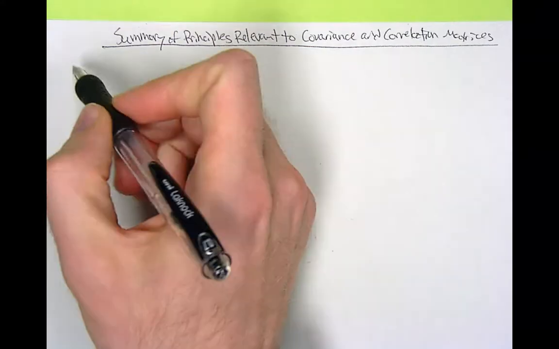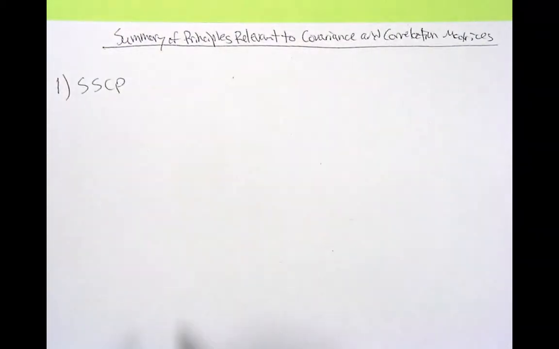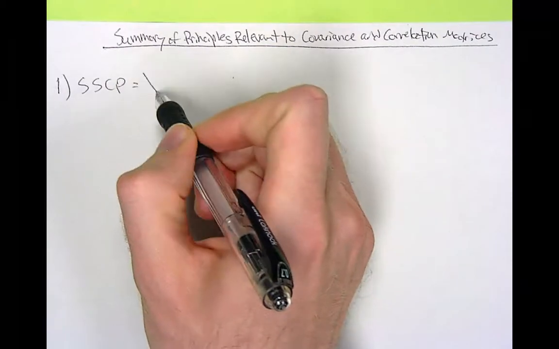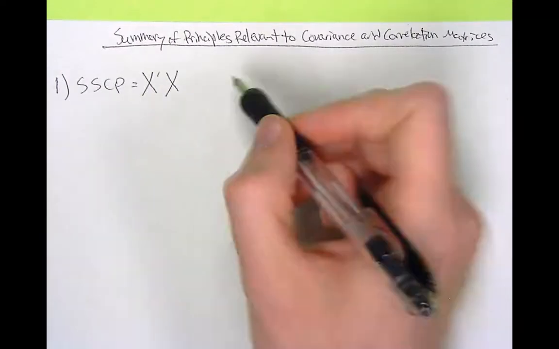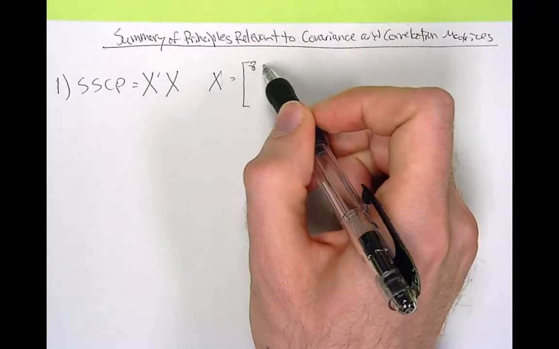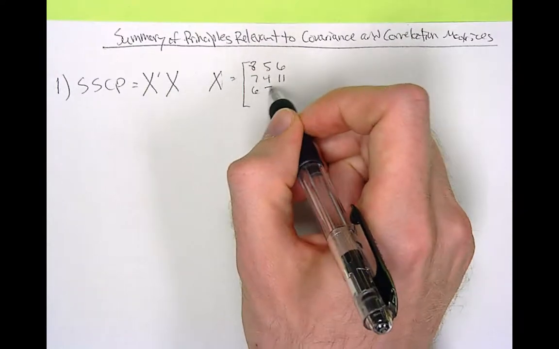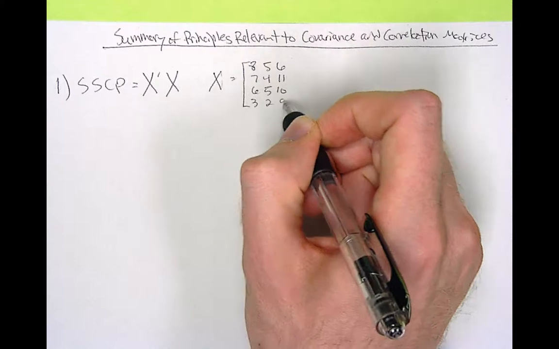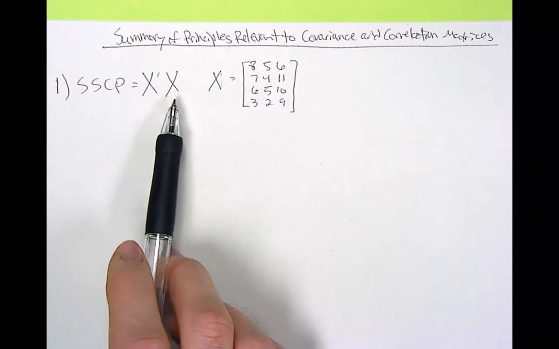So our first one that I'm going to discuss is the SSCP, the sums of squares and cross products matrix, which we have found to be the transpose of the raw data times the raw data. And in the previous video we used our raw data, the matrix with the values of 8, 5, 6, 7, 4, 11, 6, 5, 10, and 3, 2, 9. Now this is pretty simple. It's just basic matrix multiplication applied to this X matrix, which is the raw data.